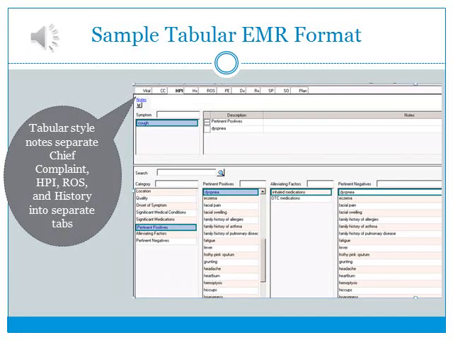And here's a sample of a tabular EMR format where you can see up at the top your chief complaint, history of present illness, your history tab, review of systems, physical exam, diagnosis are all on individual tabs. So you would have to click between all of them and enter the information separately.